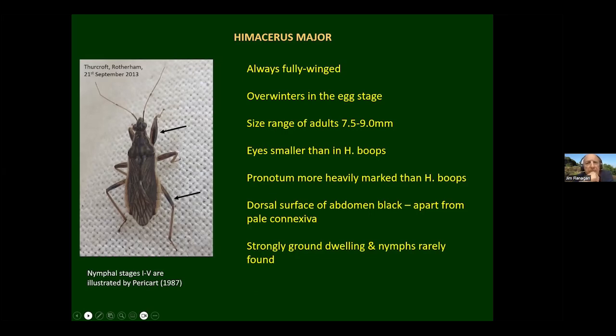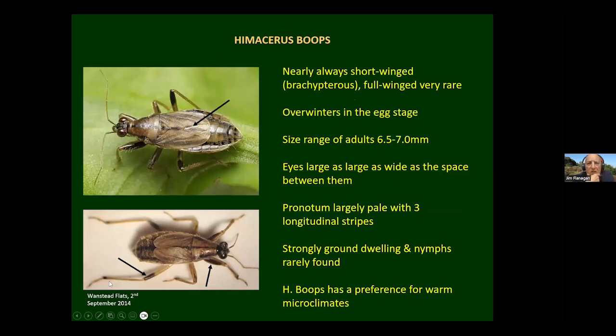Here is Himacerus boops. This is the least common of the four species of Himacerus. In fact, it's another very closely ground-dwelling bug, and you find it in kind of heathy, dry places, and it's always close to the ground. So grubbing around for this bug is a required method.